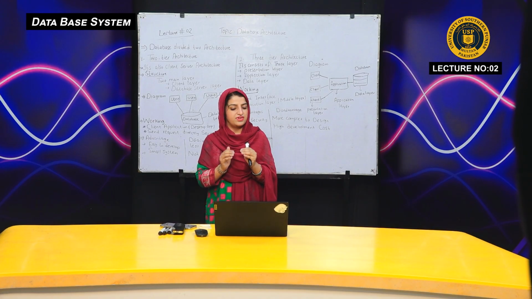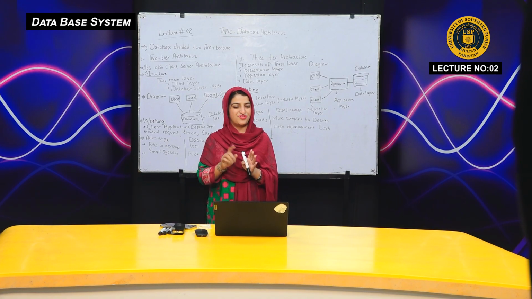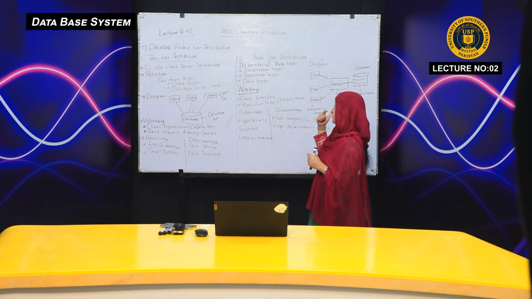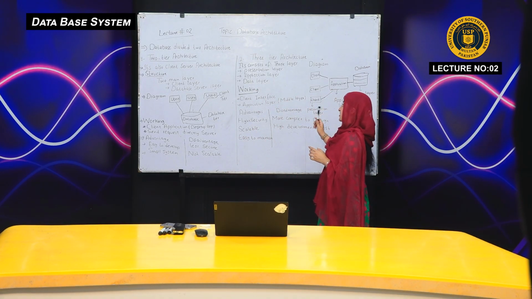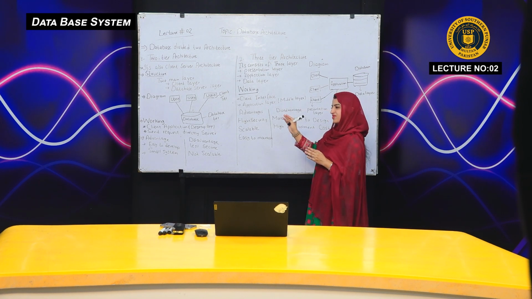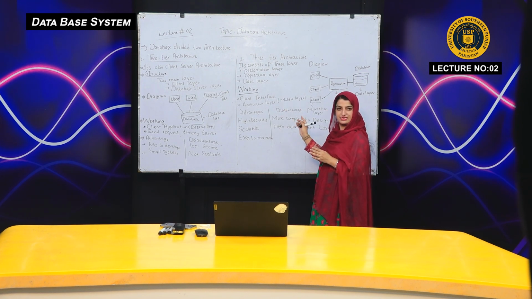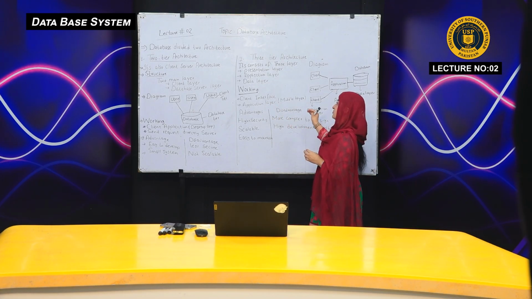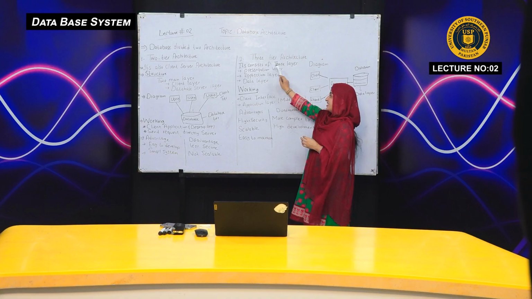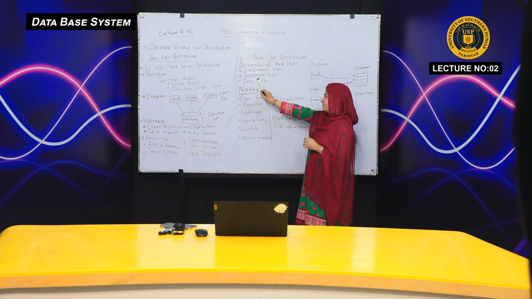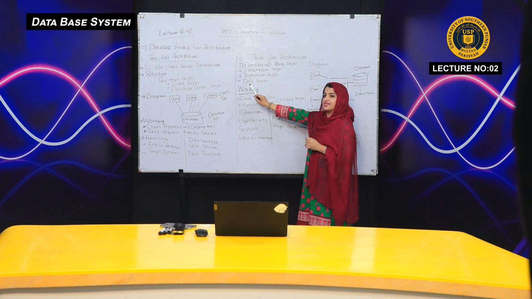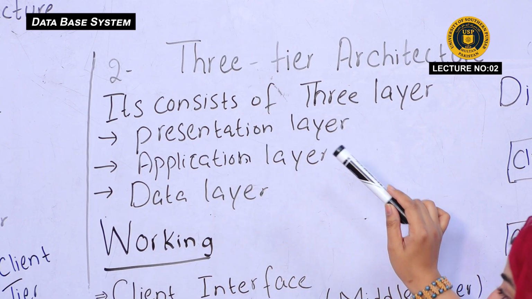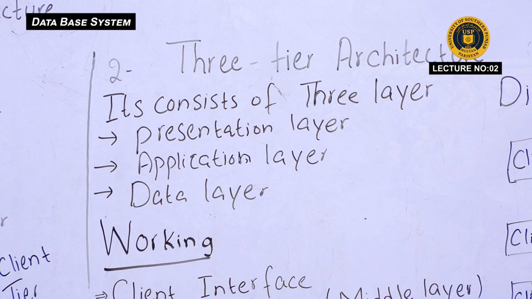Two-tier architecture is simple but not suitable for large modern applications. Now I will discuss the second topic of database architecture, three-tier architecture. The main difference between two-tier and three-tier architecture is that in two-tier architecture we use two layers, but in three-tier architecture we use three layers. The first is the presentation layer, the second is the application layer, and the third is the data layer. In this architecture, the three layers work together.